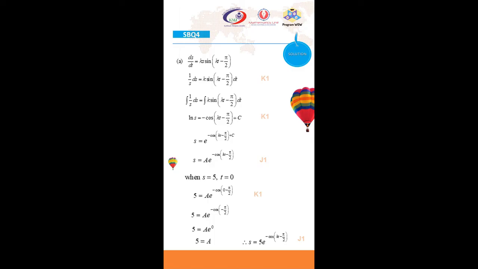Okay, so that's the first part. And then for the second part of the question, you have to find the maximum. Let's see, the ratio of maximum population to minimum population. So you have to find out the maximum population first, okay?